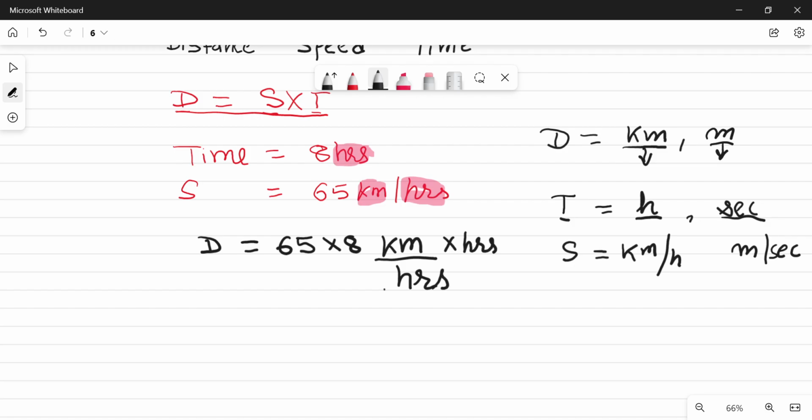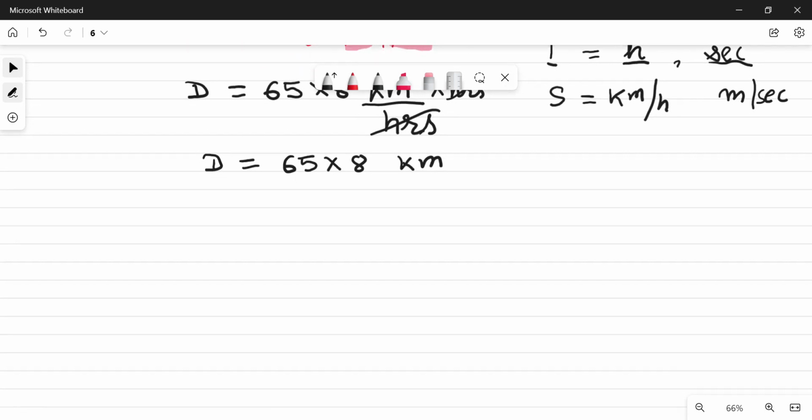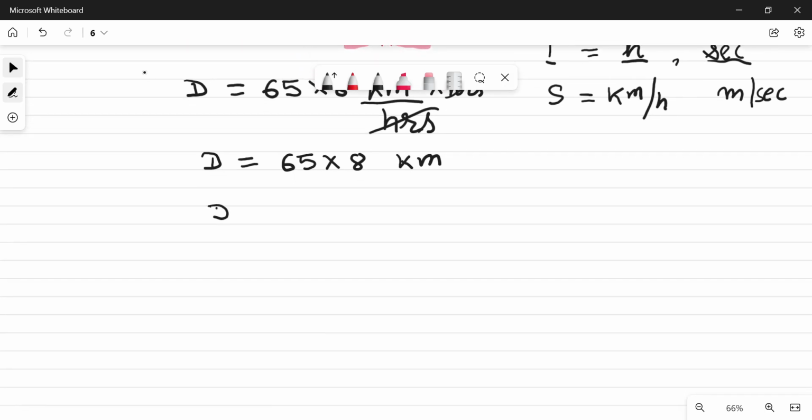Now we can cancel hours with hours. So when we multiply 65 with 8, we will get the distance in kilometers. If we multiply 8 with 65, हमें क्या मिलेगा? It will be 8 fours are... 8 fives are 40, 0 will stay and 4 will carry, 8 sixes are 48 plus 4 is 52. This means 520 kilometers will be the distance.